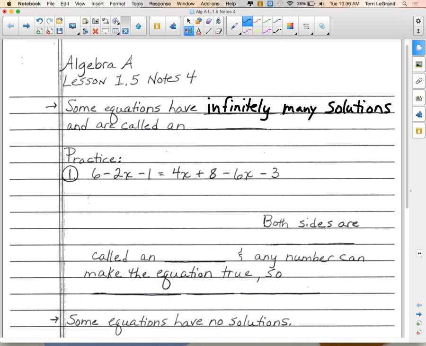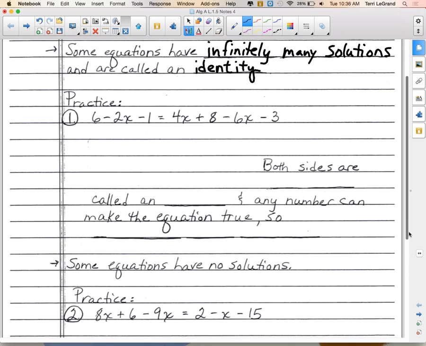Well, when that's the case, there's a special name for that type of equation. It's called an identity. So I want you to fill in that blank also. An identity, not an identify, it's an identity. So when we have an equation that has infinitely many solutions, the whole number line, we call it an identity. And I think you'll see why we can call it that in a little bit here.